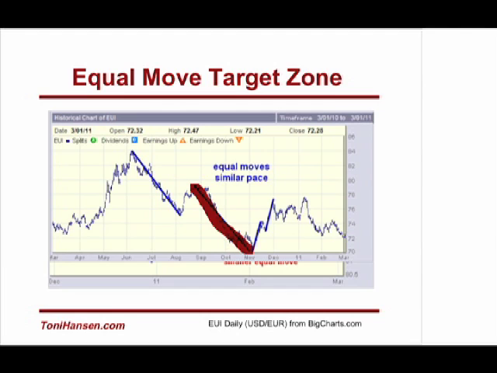And it's really a powerful, powerful tool for not only giving you a bit of a clue to how long it's going to take to hit a target level, but also what that target level is going to be. You can see a smaller one here on the counter correction, where once again, similar momentum and similar to equal moves.